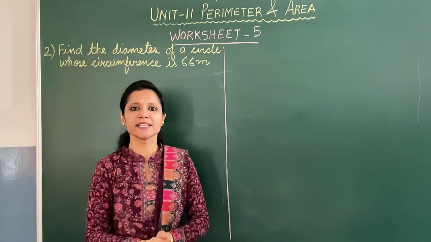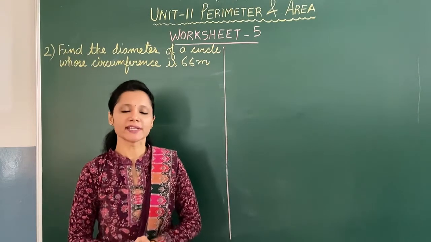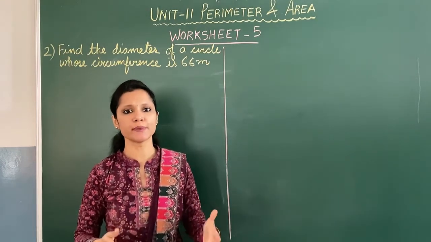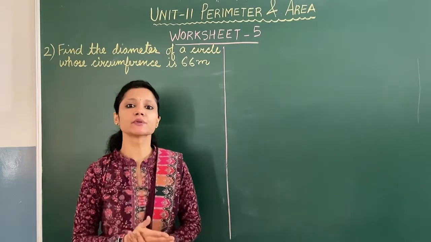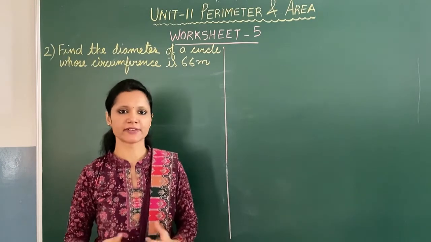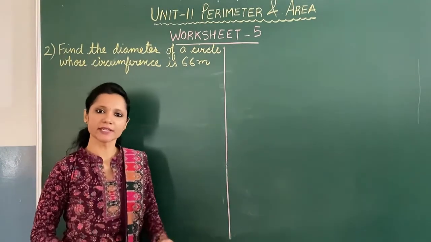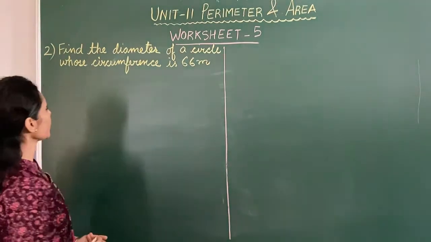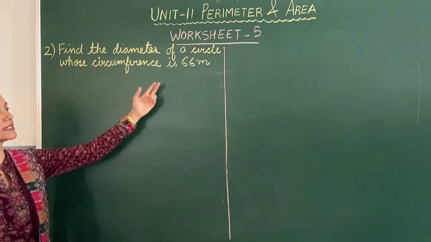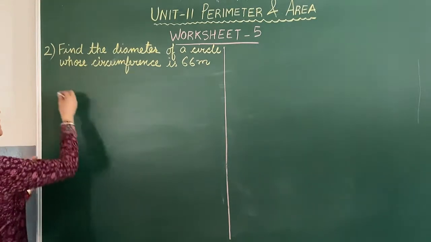So as you have seen in the video, in order to find the circumference of the circle, the formula is C is equal to 2 pi r. That means we must know the value of the radius of the circle in order to find its circumference. So let's begin with the second question of worksheet 5. The question says, find the diameter of a circle whose circumference is 66 meters.